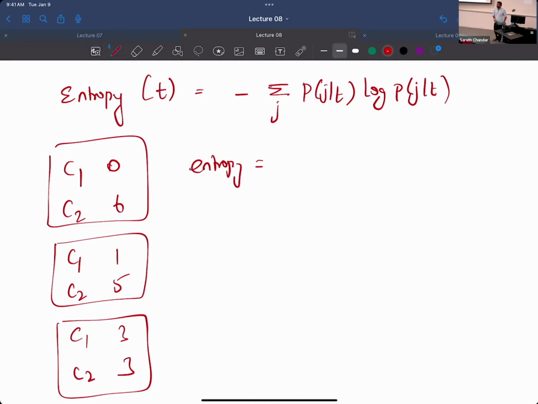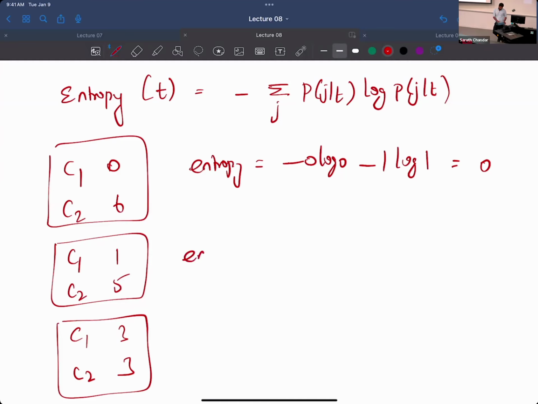Well, you can say that even without doing any calculations, there is no variation here. It's just one class. So the entropy should be 0. It's going to be minus 0 log 0 minus 1 log 1. Whatever value doesn't exist, you assume it is 0. Log 0 doesn't exist, but 0 times log 0 is 0, and log 1 is 0.